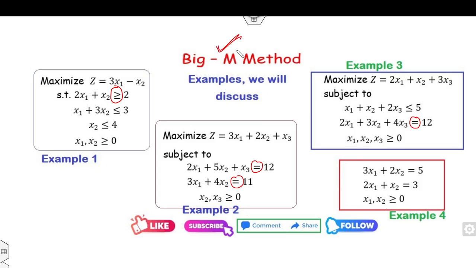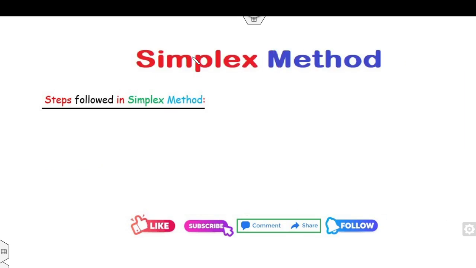But if you look at the fourth example, the objective function, either the maximization or the minimization, is not given to you, or you can say it is missing. Then how can you solve the problem in which the objective function is not given? Again, you can solve the problem with the help of the big M method. So I will explain all of this with the help of numerical examples.